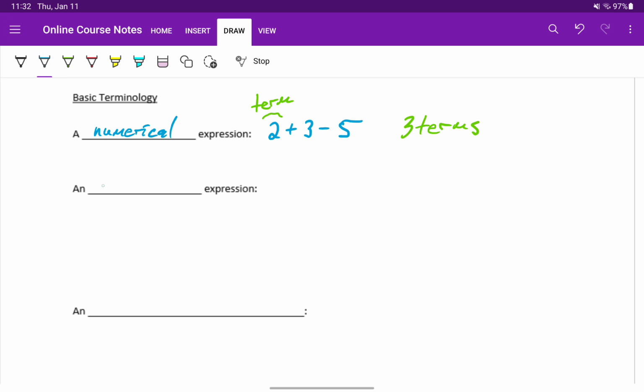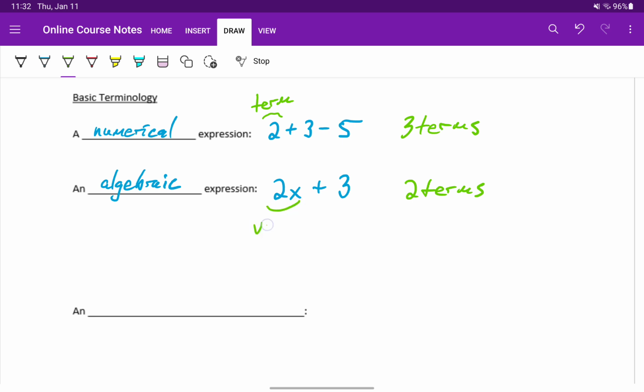From there, we can move on to talking about algebraic expressions. The difference between a numerical and an algebraic expression is that now we begin introducing letters or variables into those expressions. In this case, we have 2x plus 3. Since we have two pieces being added together, that tells us that we have two separate terms.